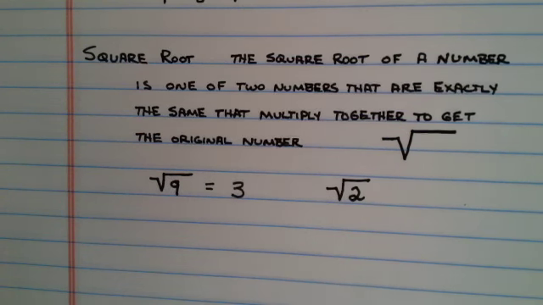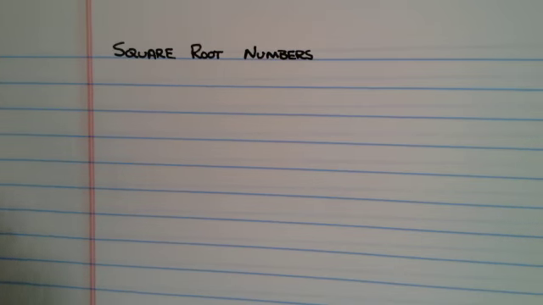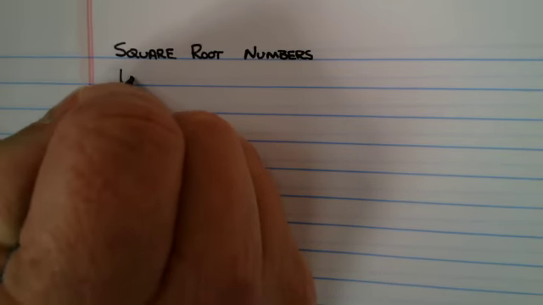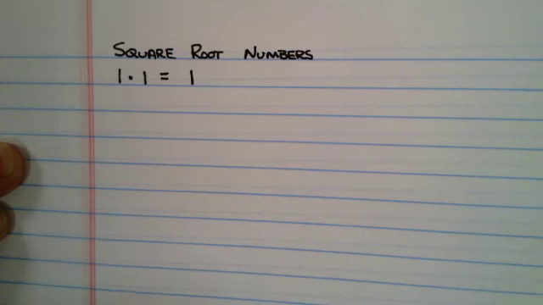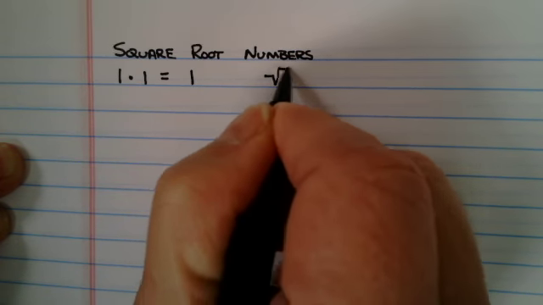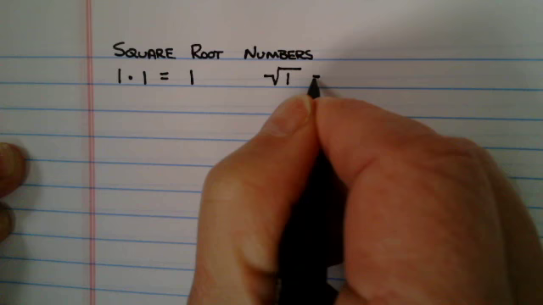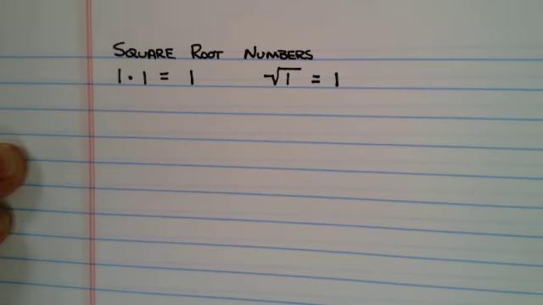So we're going to make a chart, a list of numbers from 1 to 10, and we're going to generate square root numbers. We're going to make a list of numbers that you can actually take the square root of, and we're going to generate them. We're going to start with 1. 1 times 1 equals 1. So what is the square root of 1? The square root of 1 is equal to 1.